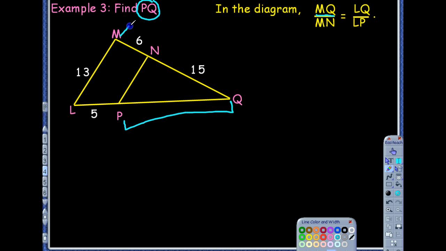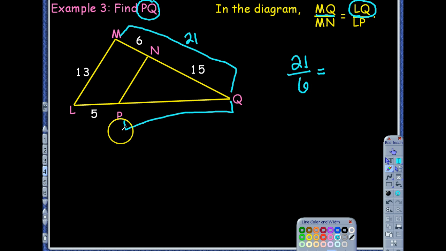Well, it's made up of MN and NQ, so I add those up, that's 21. Right. So I'm going to say, okay, 21 over, and what do you know about MN? 6. And it's equal to, and they say LQ. Okay, we don't know LQ. No. Okay, and we're not asked to find LQ, but I can think of a couple different ways to do this. So I noticed because they're asking to find PQ, LQ is made up of PQ and that LP.